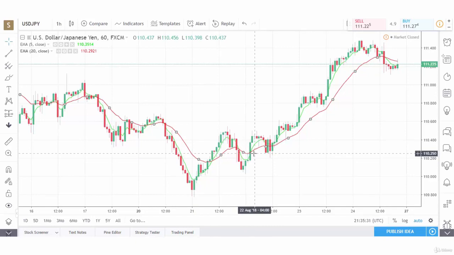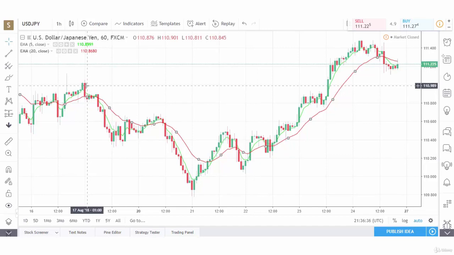So generally, we're going to be using the cross signal along with another signal, such as a relative strength indicator, which we'll talk about later, or a candlestick pattern. So I'll show you a quick example of two candlestick patterns to go along with the EMA. We'll go over these candlestick patterns in more detail later.